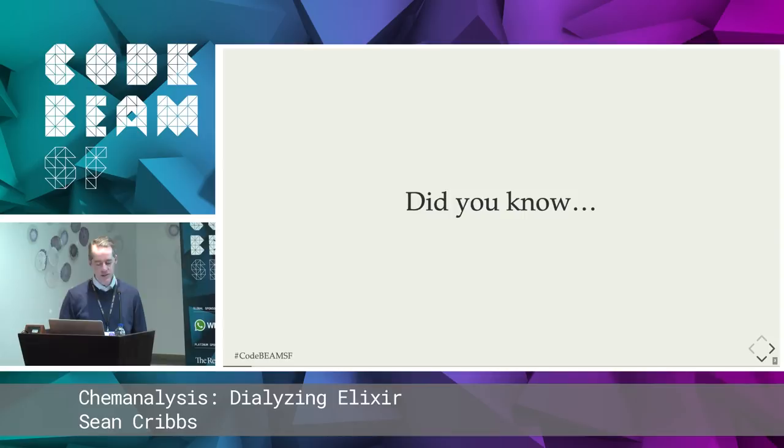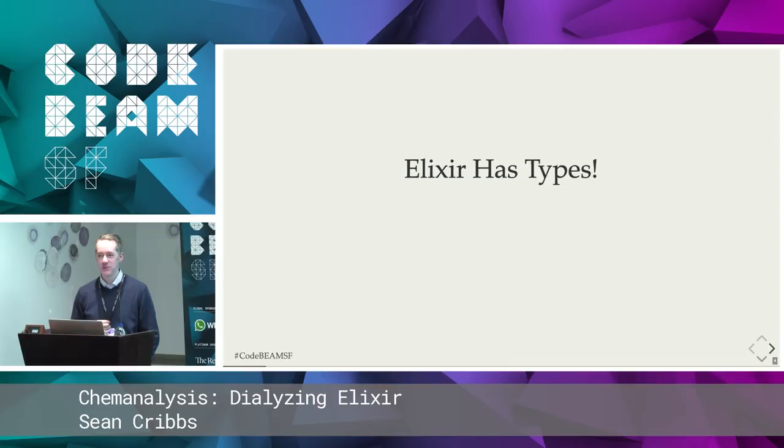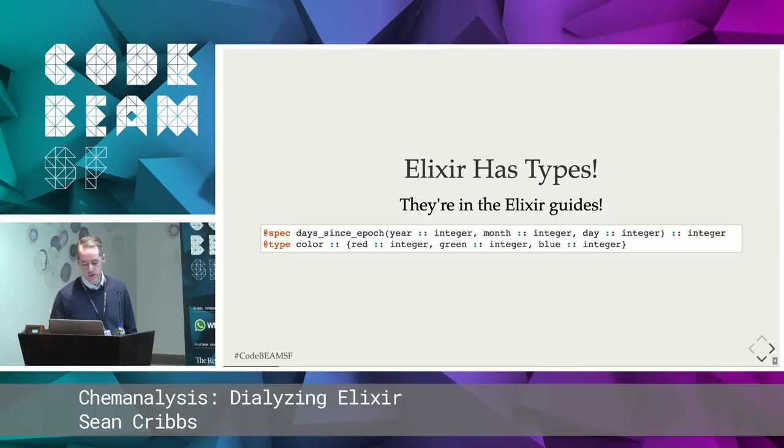Did you know that, contrary to some rumors going around, Elixir and Erlang actually have types? There are even guides on them in both the Elixir and the Erlang documentation, so look those up. If you're using Elixir, you can use module attributes like @spec and @type. You can define your own types and also specify the types used by your functions, both the arguments they take as well as the values they return.